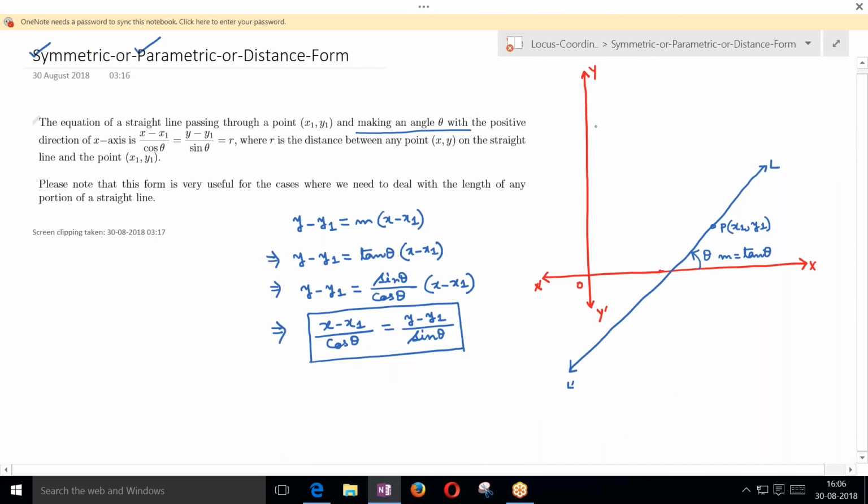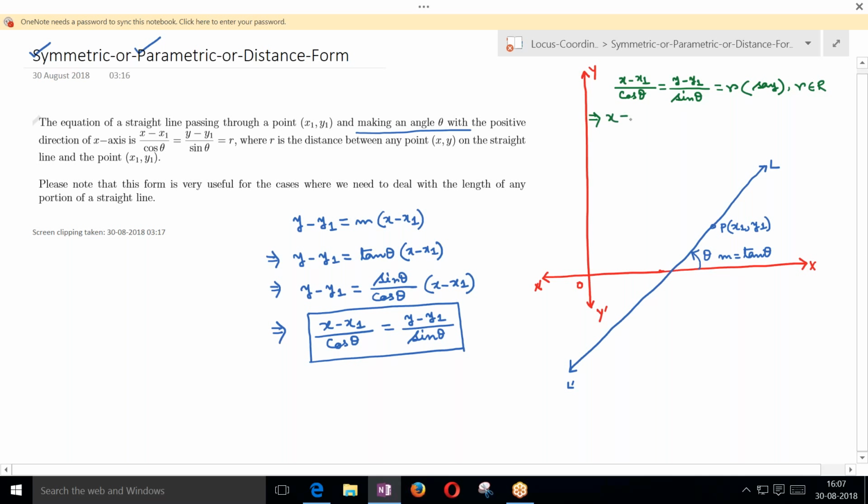So let me explain why it is known as the distance form. Let's assume this. As we know, (x minus x1) by cos theta is equal to (y minus y1) divided by sin theta. Now let's assume this is equal to r. What is r? R belongs to the set of real numbers.